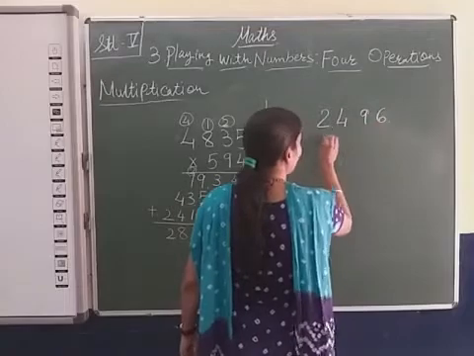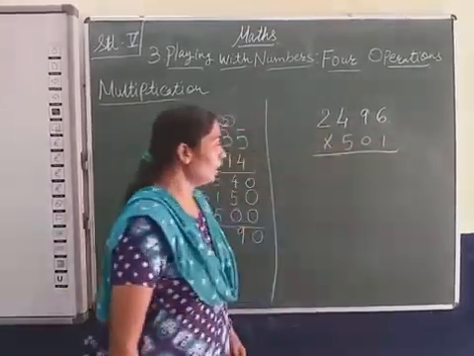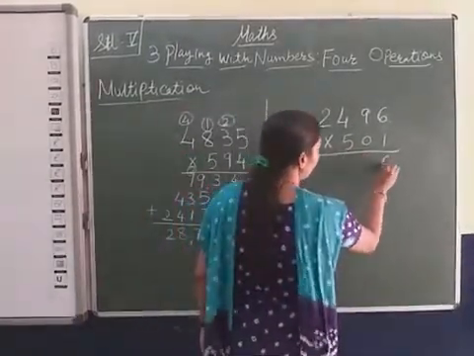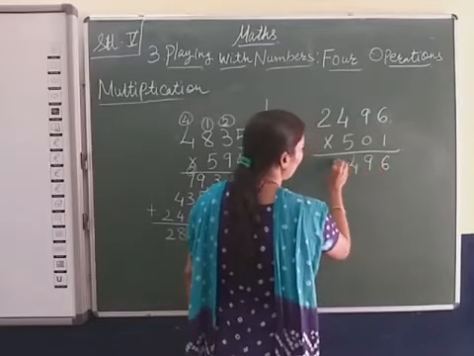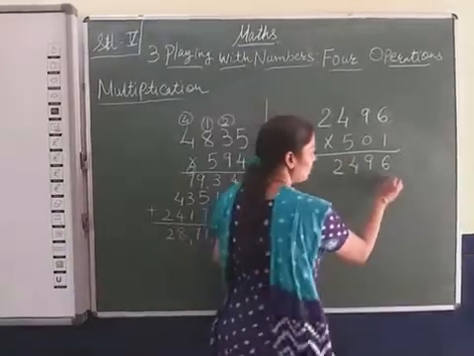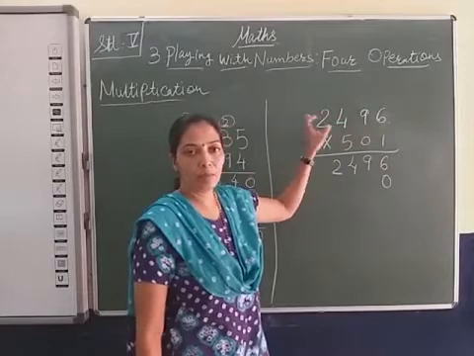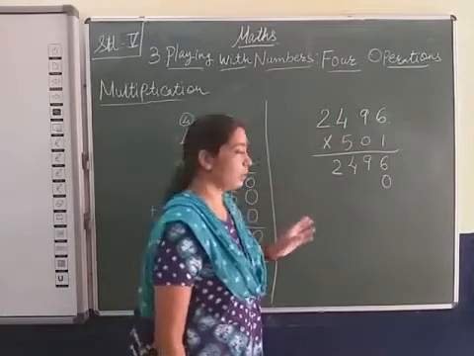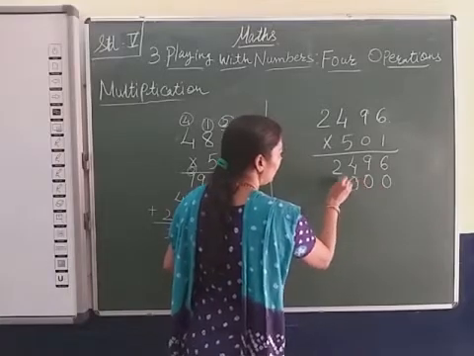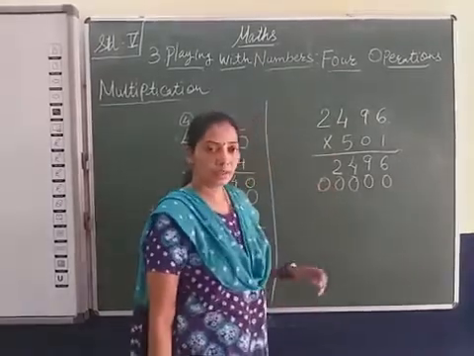2496 multiplied by 501. Here, start from the ones place: 6, 9, 4, 2. Now in the tens place, we will put 0 here, and 0 multiplied by any number, the product will be 0. So for the 6, 9, 4, 0 multiplied by 2, it will also come 0.